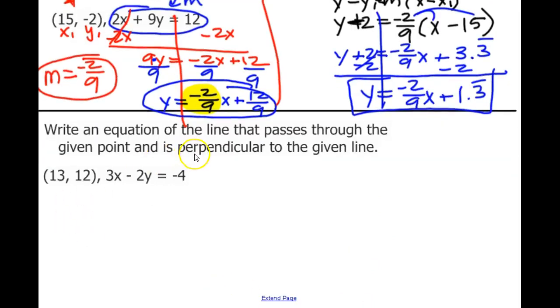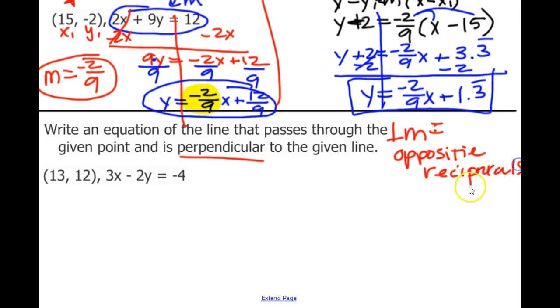Let's do the same thing here, but with perpendicular lines. Remember, lines that are perpendicular have slopes that are opposite, meaning negative and positive, and reciprocals, meaning our fraction is flipped. So in order to find our slope, we need to solve for y.